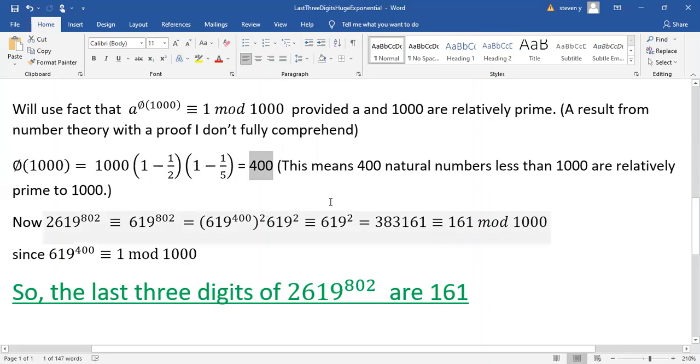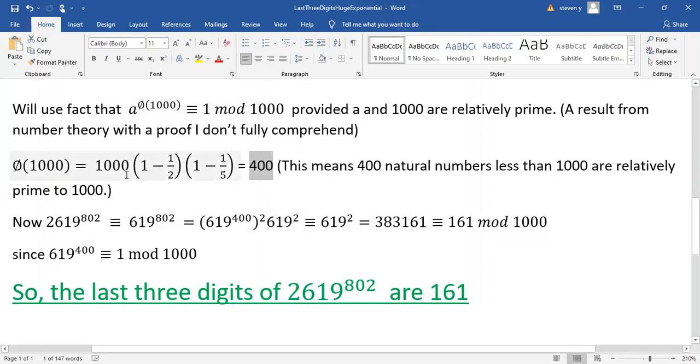Now, the big result that really makes this whole thing fly is this fact right here. In congruence arithmetic, if you take a number a that is relatively prime to 1,000 and elevate it to what they call the Euler phi function, which is 400 in our case, you get that big number is congruent to 1. So in many regards, that's like saying something is just equal to 1. If you can learn to think of congruences as equalities, it'll make it a lot easier.